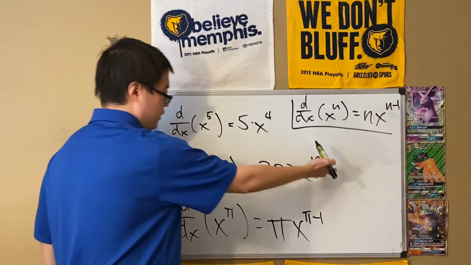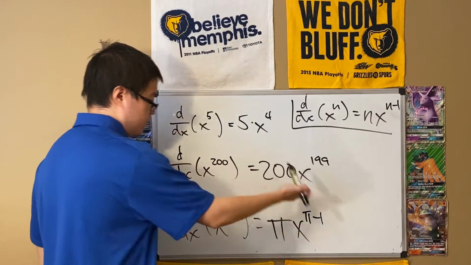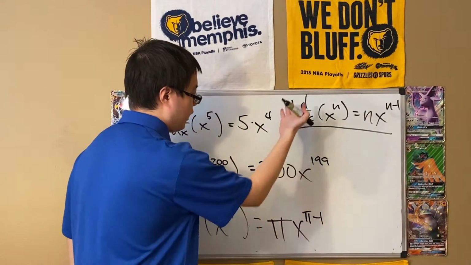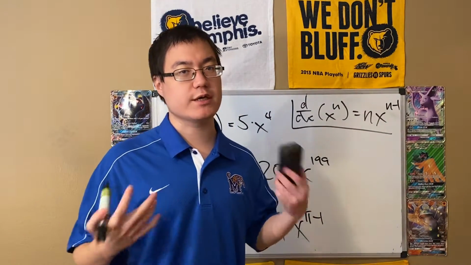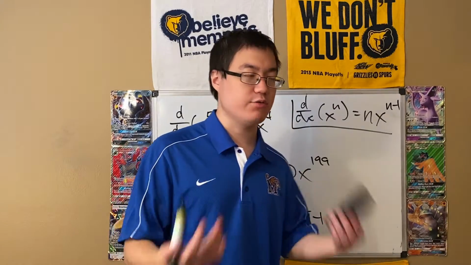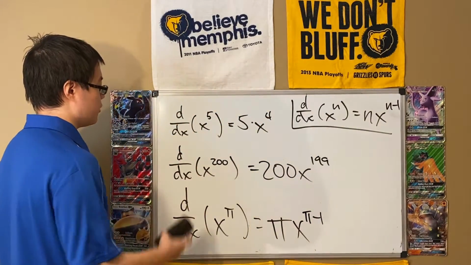Just dropping this exponent to the front, and remembering to subtract 1. One of the easiest things you do in calculus, and you'll do this again 1,000, 2,000, 3,000 times. So let's try some harder examples.